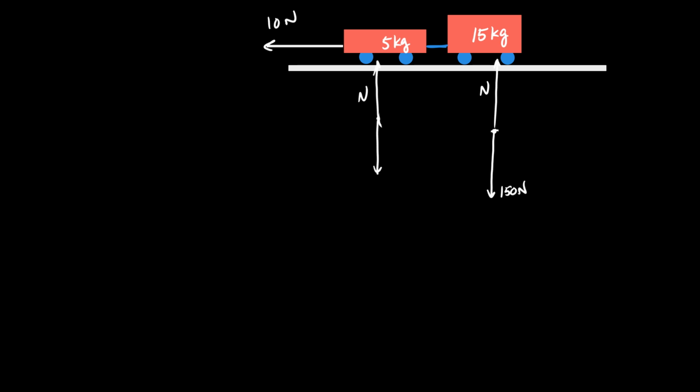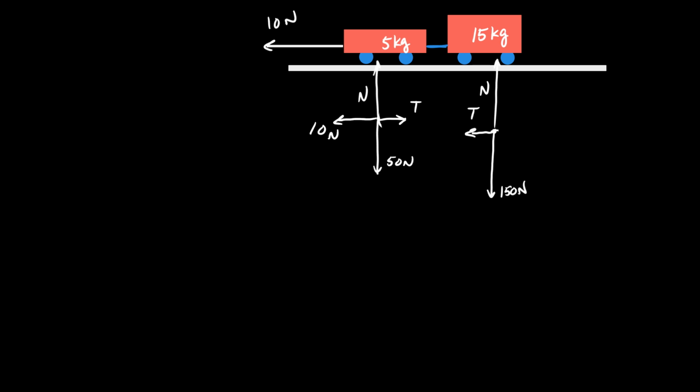But we'll start by realizing that the 5 kilogram car is experiencing 10 newtons to the side. Still a 50 Newton car. However, there's going to be a tension this way. And then the 15 kilogram car is going to have a Newton's third law of tension this way. And it's the only real change.